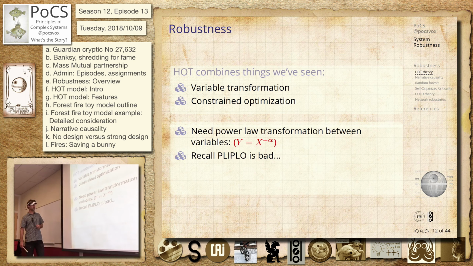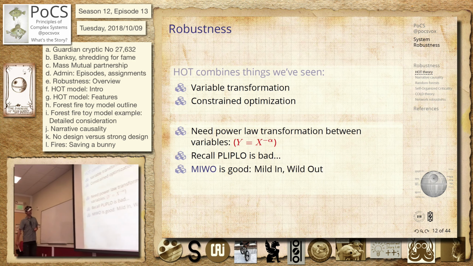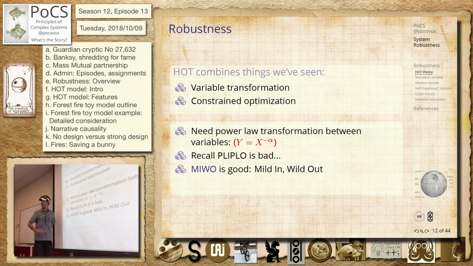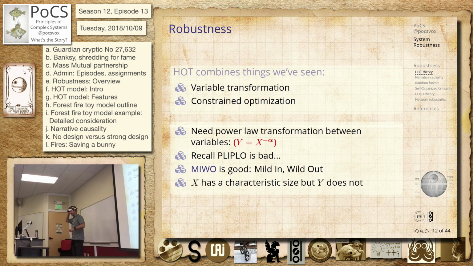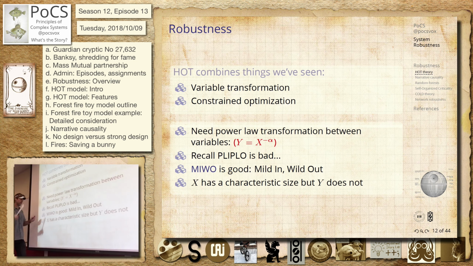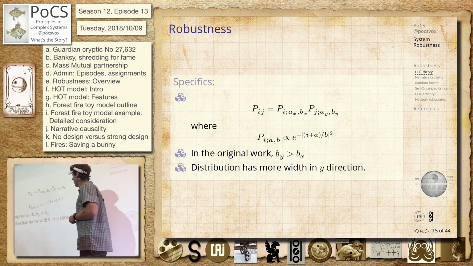There's going to be a transformation between variables of some sort. PLIPLO is bad. No PLIPLO. We want MIWO. Okay. Mild in, wild out. That feels good, right? Because if we can explain this mild in one, which is maybe a Gaussian or an exponential, completely okay distributions. We like those. Good. Characteristic size for x, but then y does not. And it's really all bound up in this connection. And if this connection, again, is also reasonable, then we're going to feel good about ourselves.